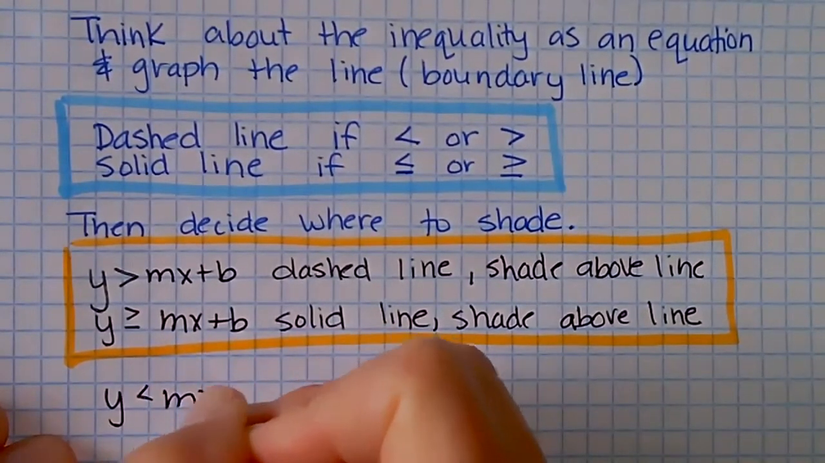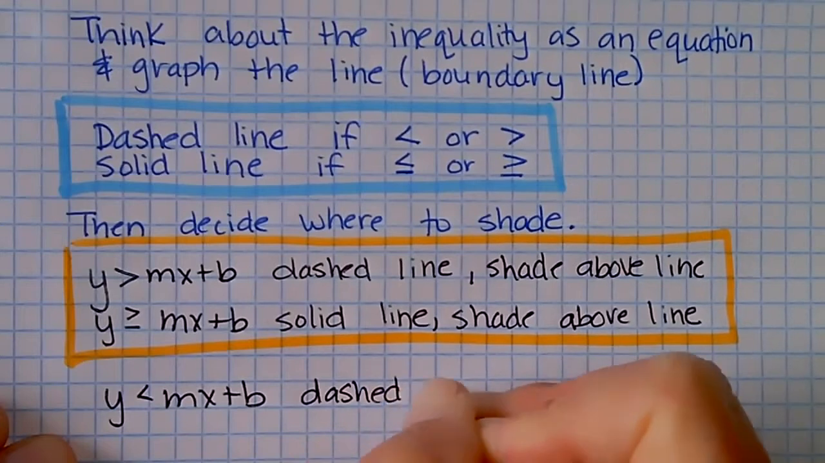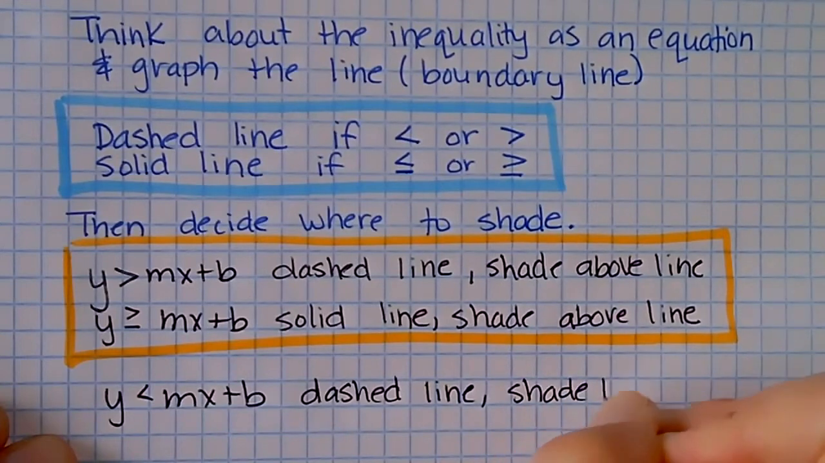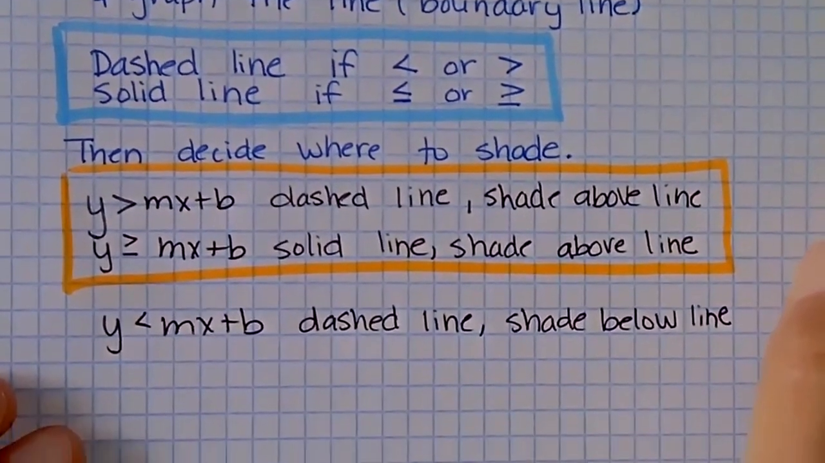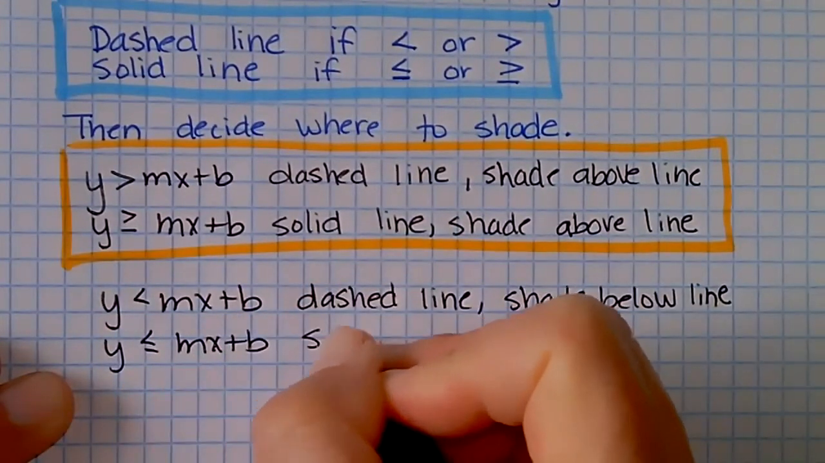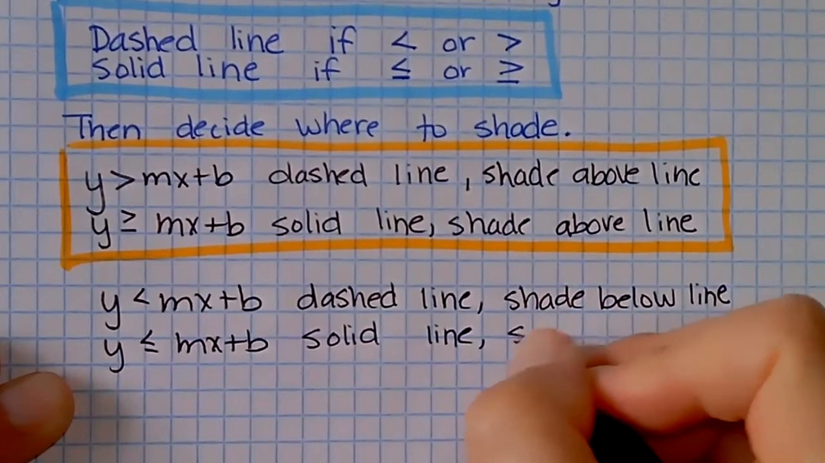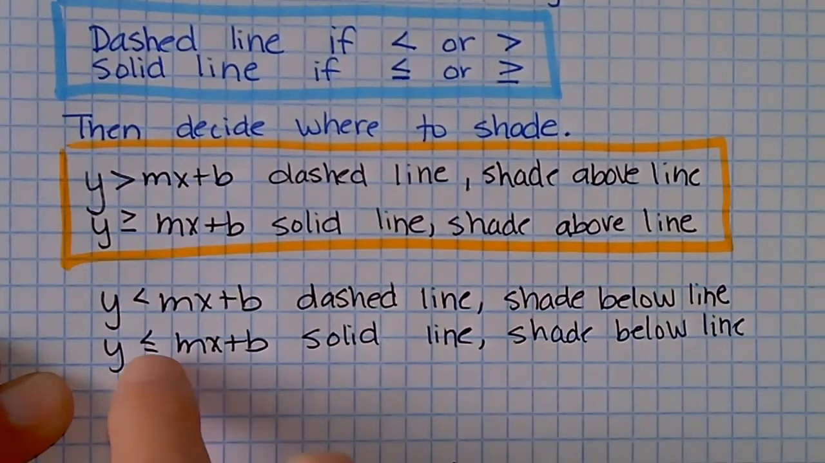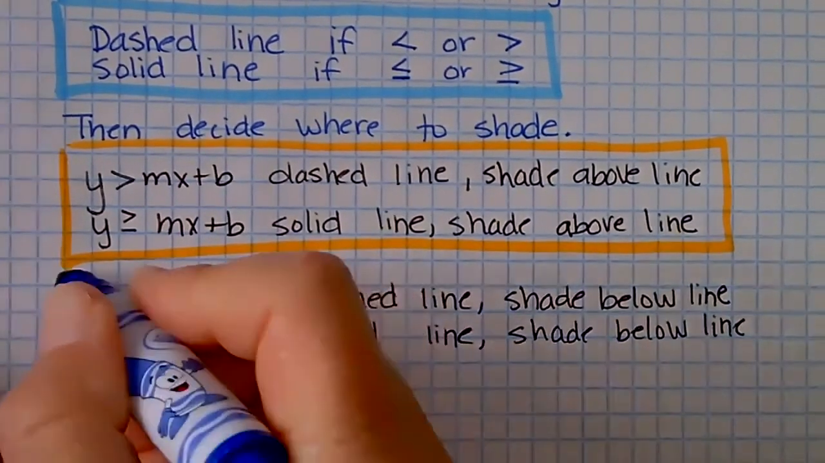So y less than mx plus b, again without the equal, is going to be a dashed line. And this time, since it's less than, I'm going to shade below. And if it's y is less than or equal to mx plus b, this is going to be a solid line, again because of the equal, and we're going to shade below, because we want y's that are smaller, we want y's under. So this is how I think about these.